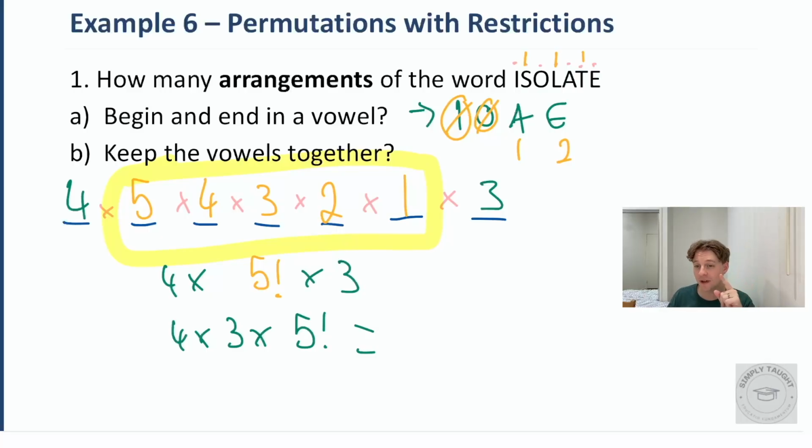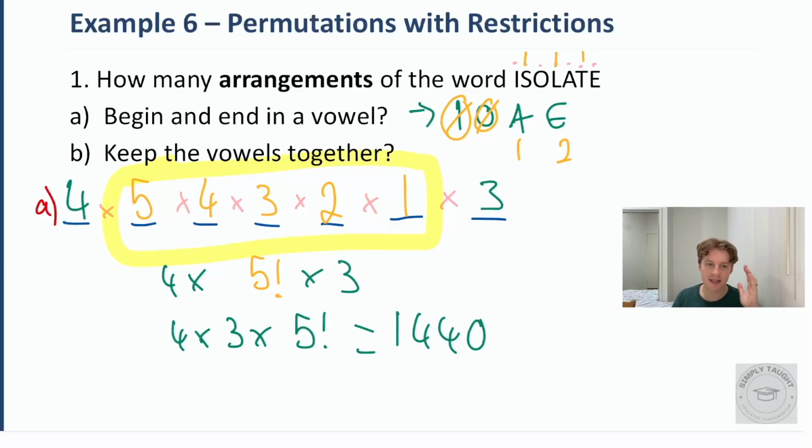This maybe could be considered a calculator question. We actually did 5 factorial in the last example. 5 times 4 gives 20, times 3 gives 60, times another 2 gives 120. So we've got 120. 120 times 4 is going to give 480. And then 480 times 3 is going to give what? That's 1440, I believe, is the answer. Yes, I feel pretty confident there. I get an answer of 1440 for part A. I should just write here, this is part A.